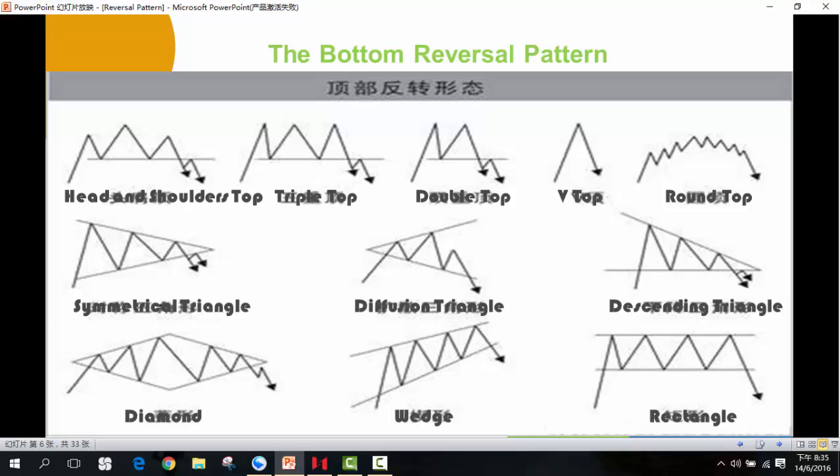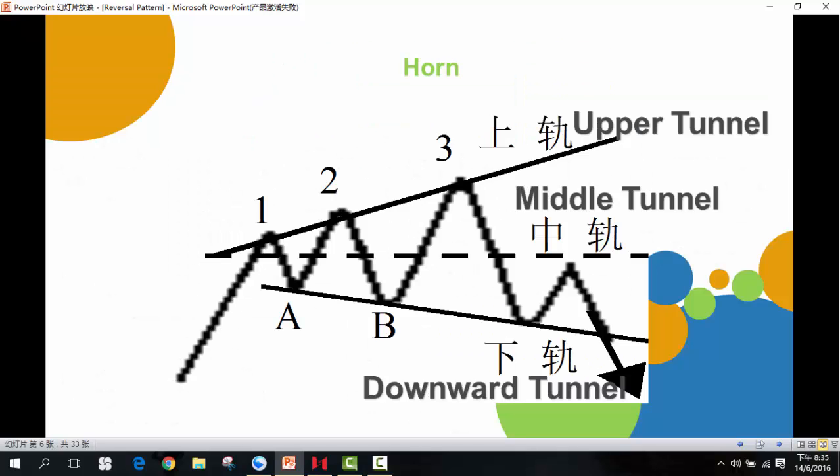But here, this one you should remember. This is the rectangle, right? So if the price drops far below this pattern, it's the top reversal pattern. But if you see the price break upward through the bottom area, this is the bottom reversal pattern, okay? Then we can see next one.